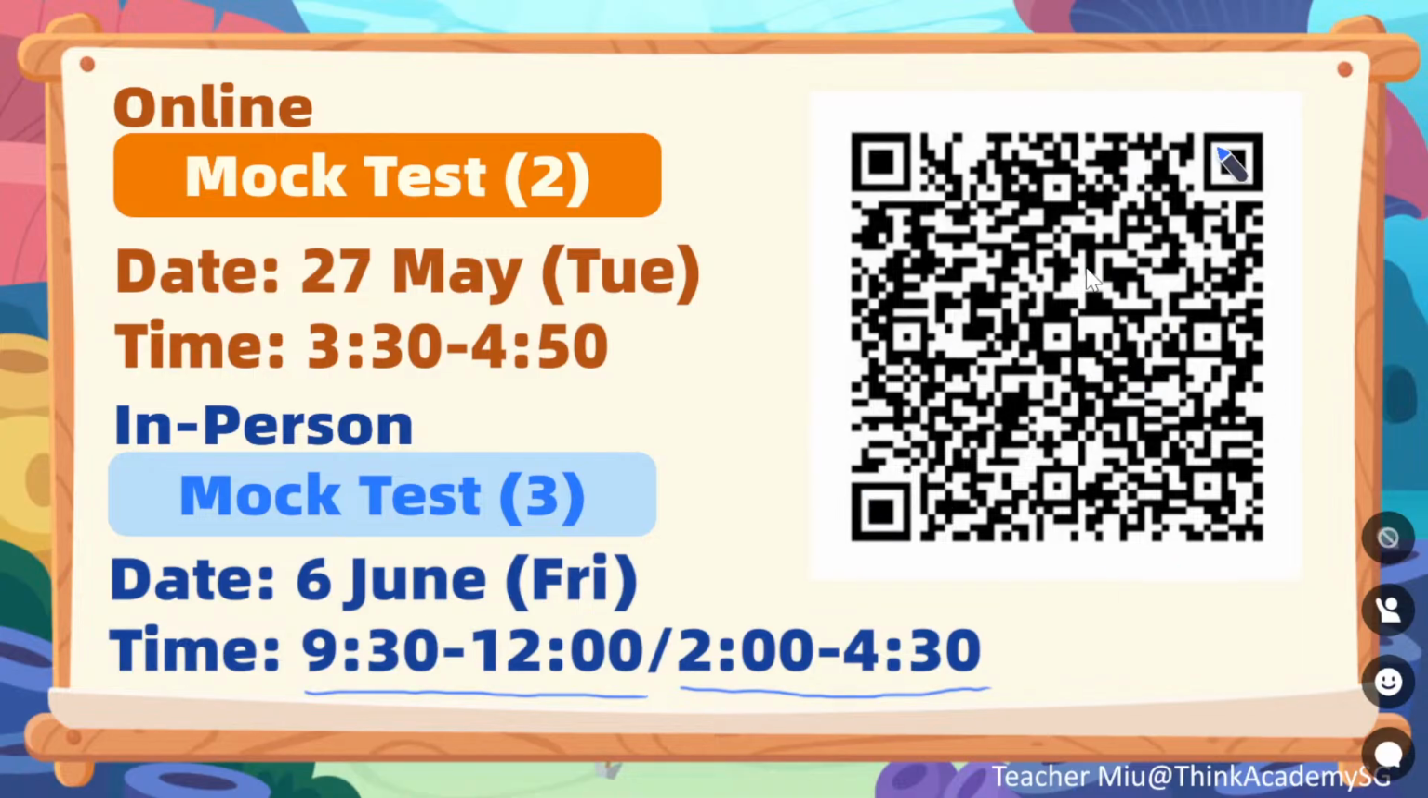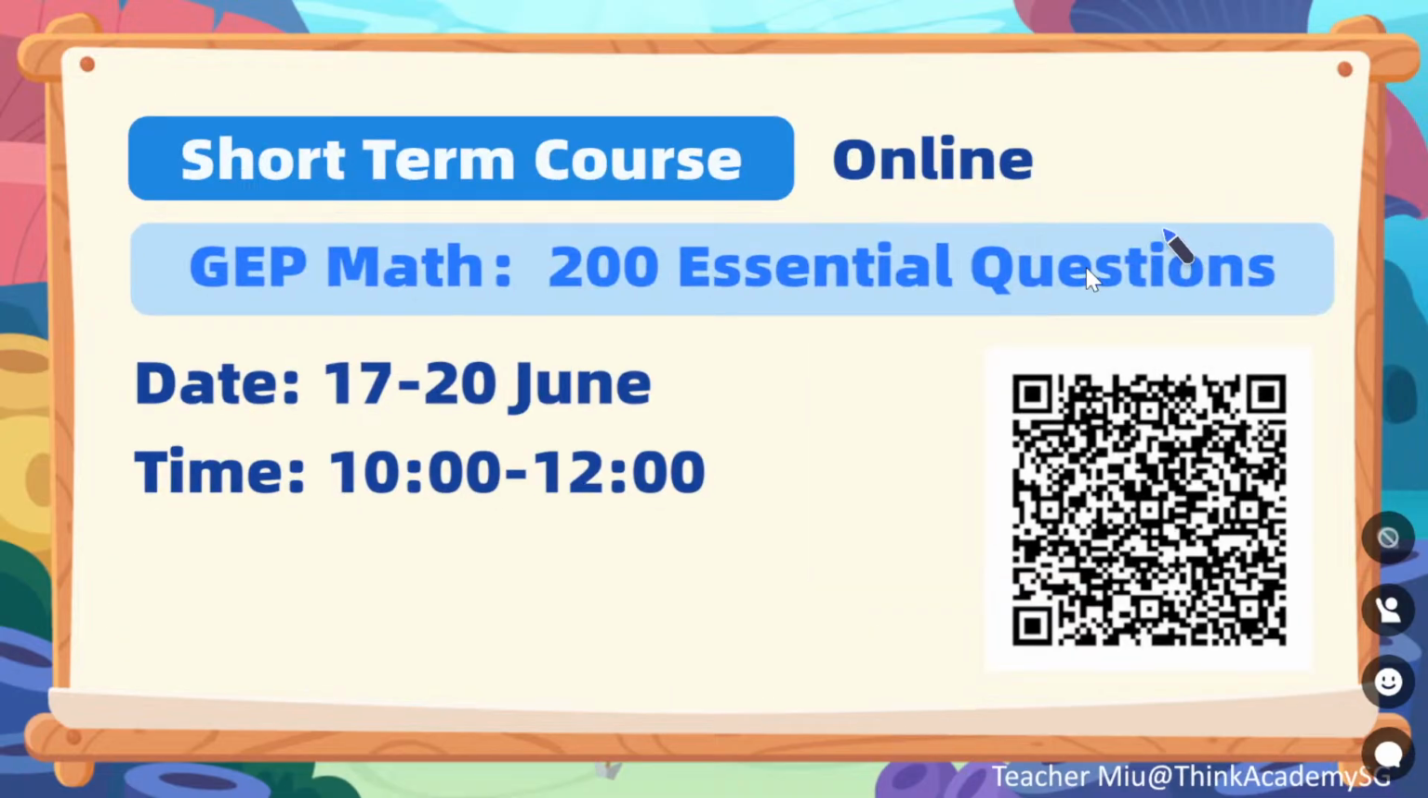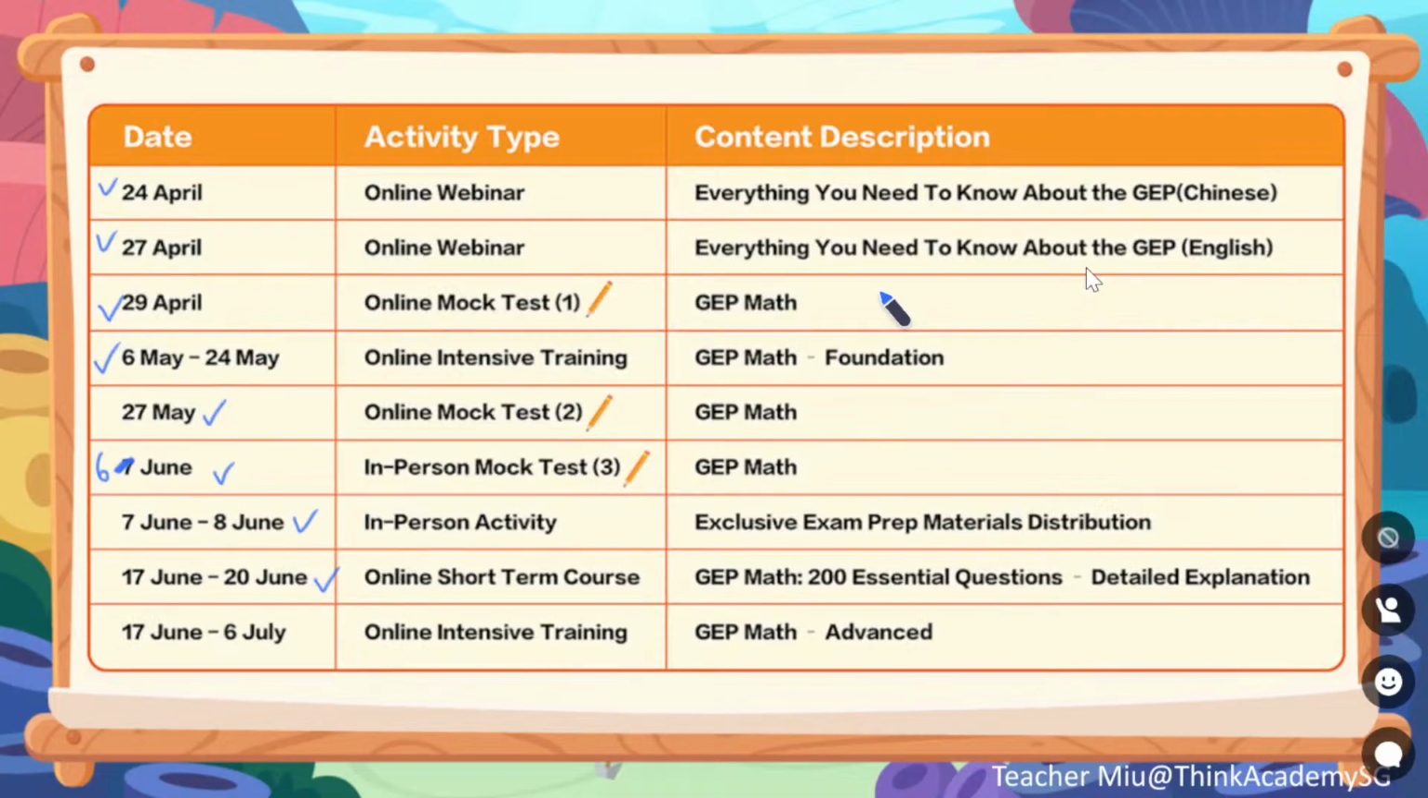After the mock test, we also have the short-term course, an online short-term course about the GEP Maths 2000 essential questions, which will happen from the 17th to 20th of June, every day from 10 to 12. It's conducted by teacher Apple and Mew. So you can just sign up here. And again, all these events that I just mentioned are free for the current students. There is already a voucher bound in your account, so you can just sign up directly for free. For the rest of the students, you can just join. Thank you so much.